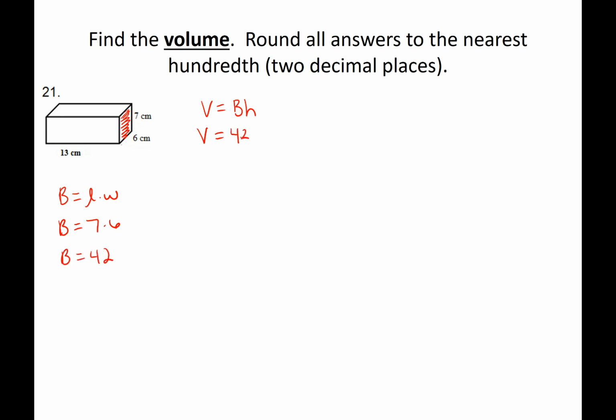So I plug in 42. I have the height. This would be my height if I use this as length and width. So then I just plug in the height there as 13 and multiply. Grab my calculator here. Let's see, we have 42 times 13 equals 546, and that is centimeters cubed.